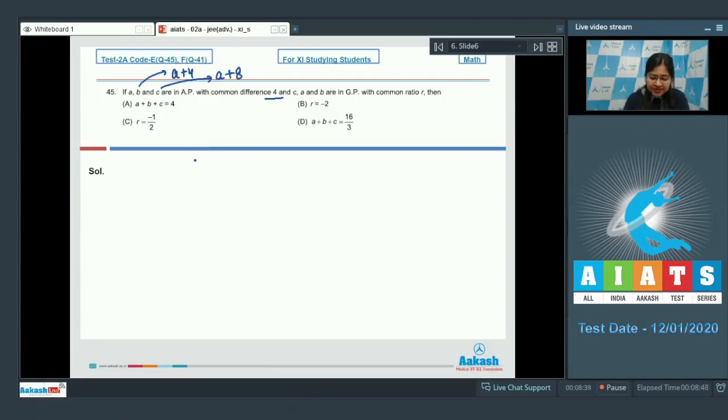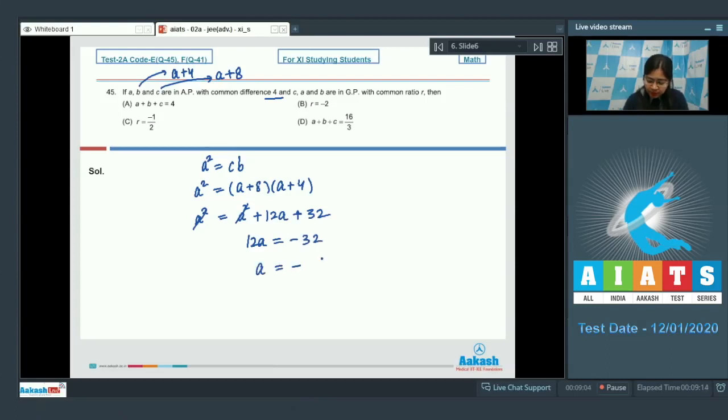So it has been given that CAB are in GP, which means that A square is equal to C into B. So A square is equal to C, that is A plus 8, into B, that is A plus 4. So solving this further, we have A square equal to A square plus 12A plus 32. So cancelling these, we have 12A equal to minus 32, that is A is equal to minus 8 upon 3. So this is the value of A.